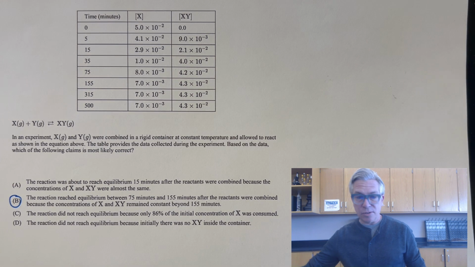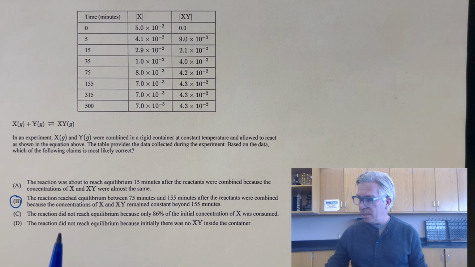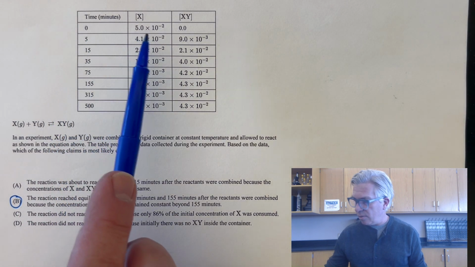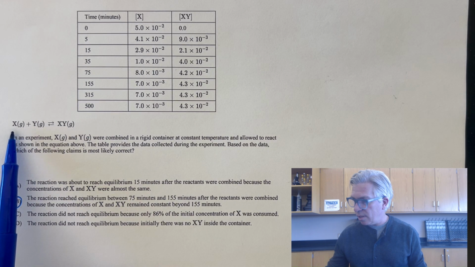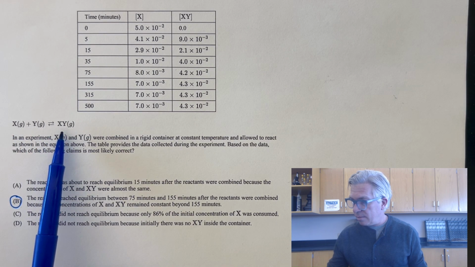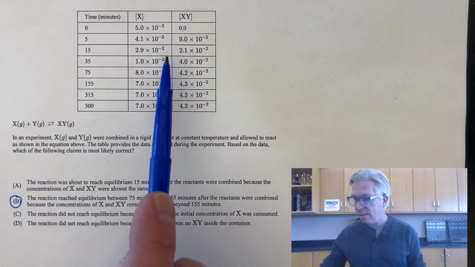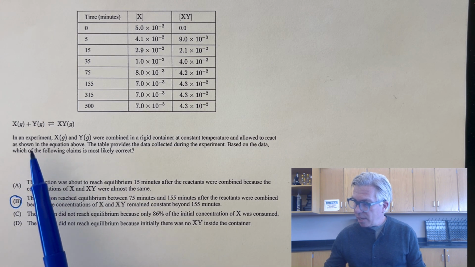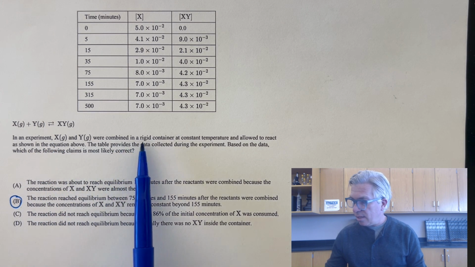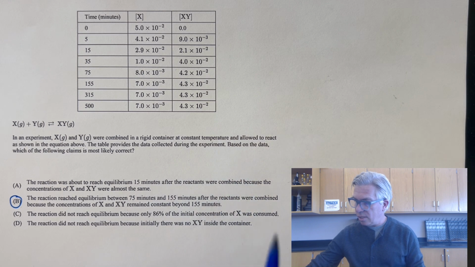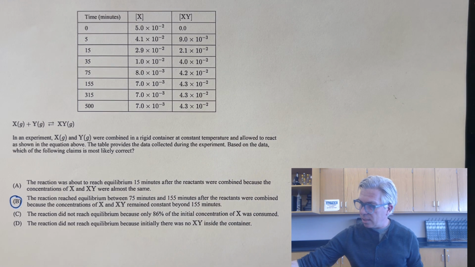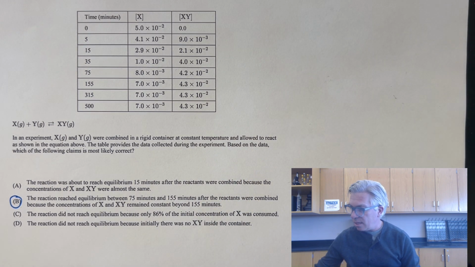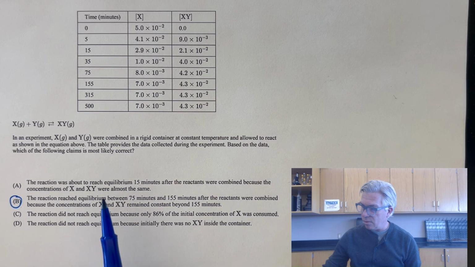Here's a different one, but not in graphical form. It's more in tabular form. So we have time in minutes, X and XY. So here we have X going down and XY going up. And that's a 1-to-1 ratio. So you'll see them kind of going up and down at the same rate for each part. In an experiment, X and Y were combined in a rigid container at constant temperature and allowed to react as shown in the equation above. The table provides the data collected during the experiment. Based on the data, which of the following claims is most likely correct?